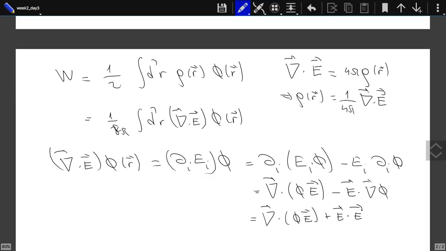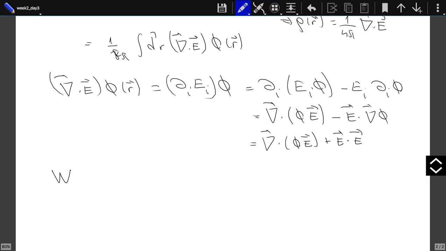So that second term is nice. It doesn't depend on the charge densities. It doesn't depend on phi, the potentials. It only depends on the electric field. The first term is a total derivative. So if I can convert it to a surface integral, when I send the surface to infinity, it will be 0.